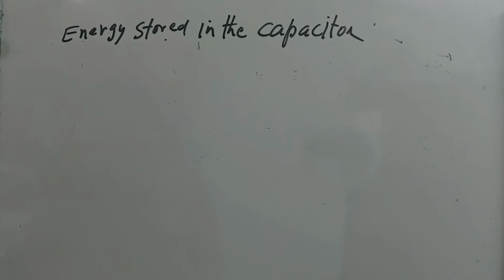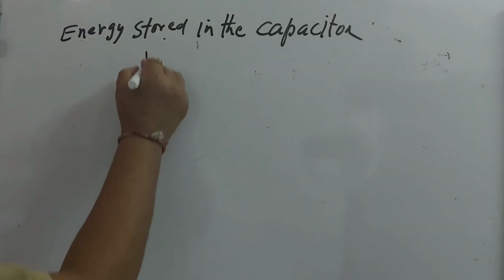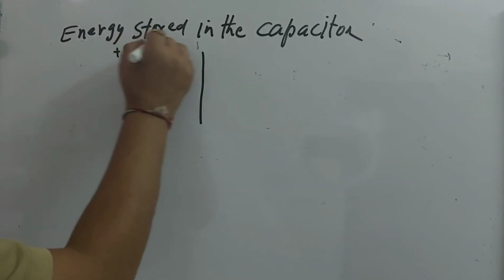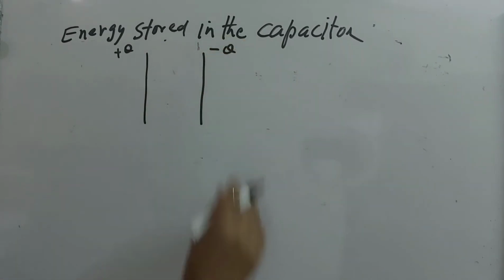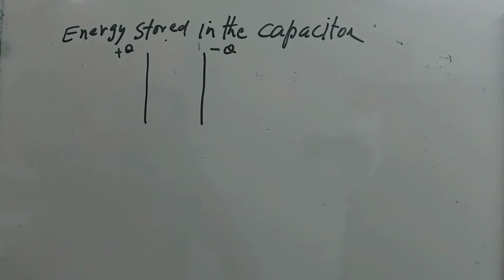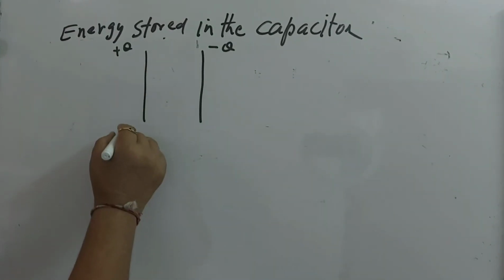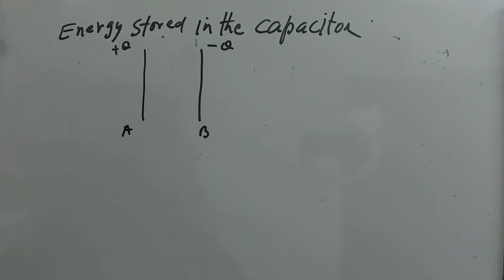Now suppose a capacitor is being charged. The final charge is plus q on this plate and minus q on the other. When we are charging the capacitor, we are transferring charge from one plate to another plate. Suppose this is plate A and this is plate B.